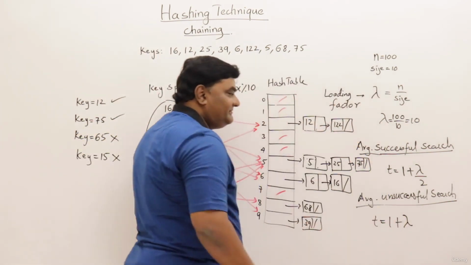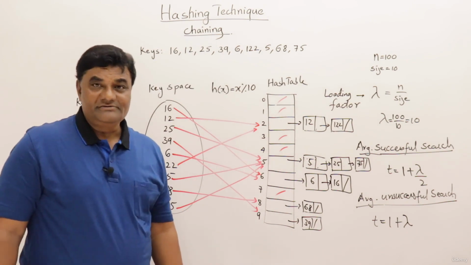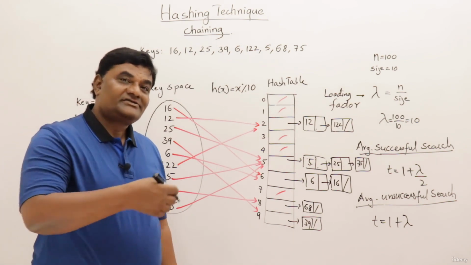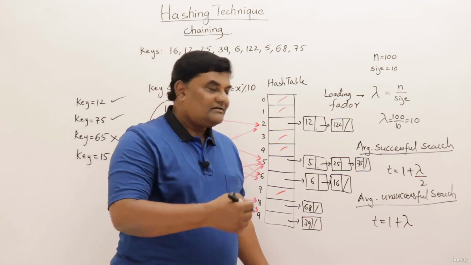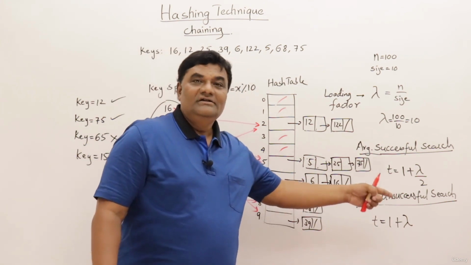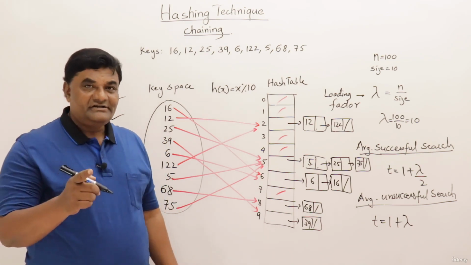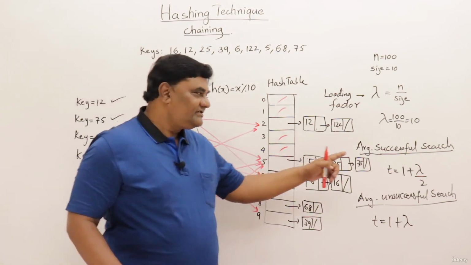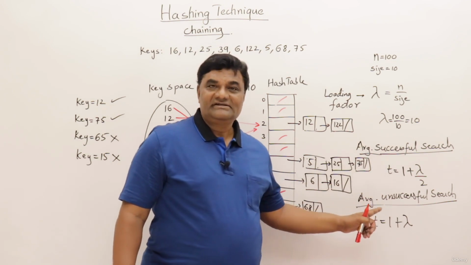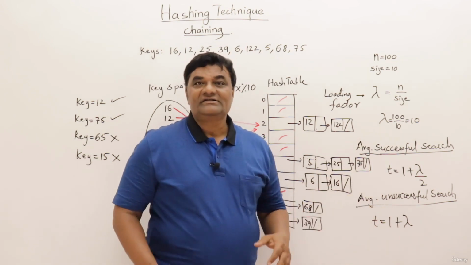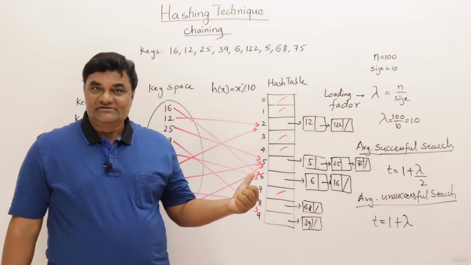So we are taking maximum time here, the maximum possible time. We don't know when it will stop, right? So we assume that it will stop at the end. So the key is not found. So it is lambda, 1 plus lambda. So for successful search, this is the time taken, and for unsuccessful search, this is the time taken. So I have discussed searching and analysis also.